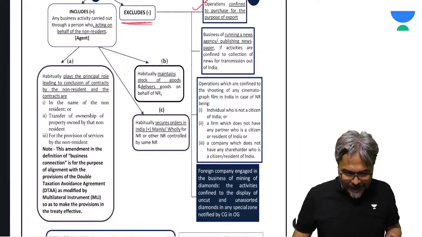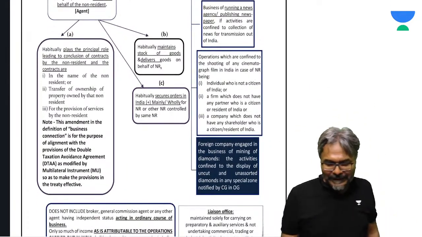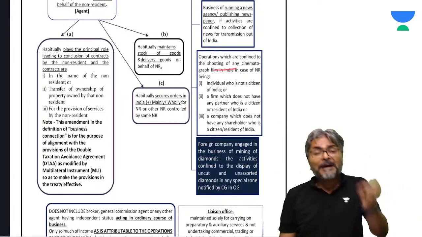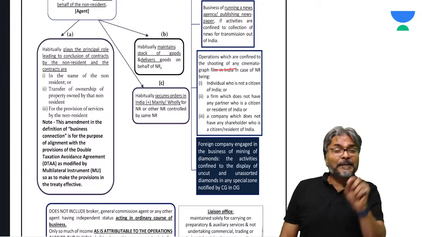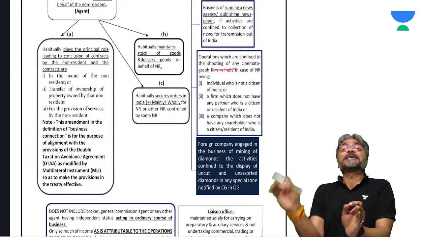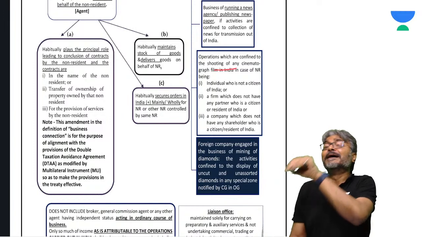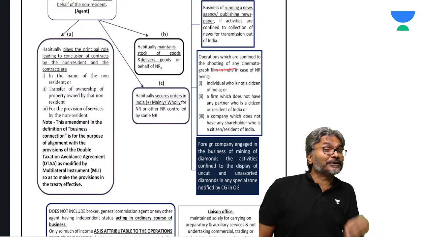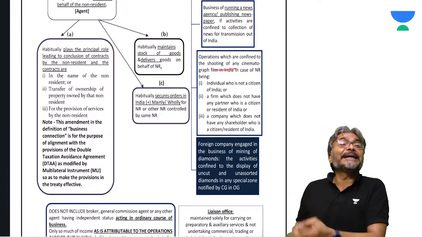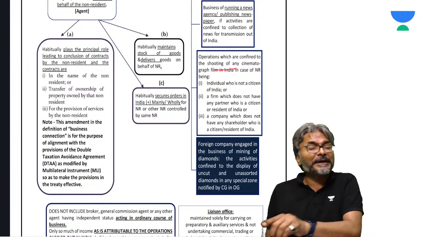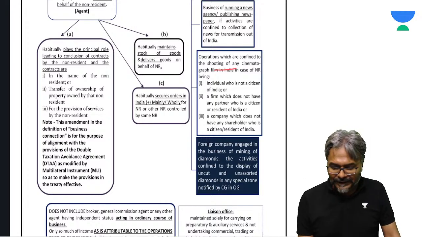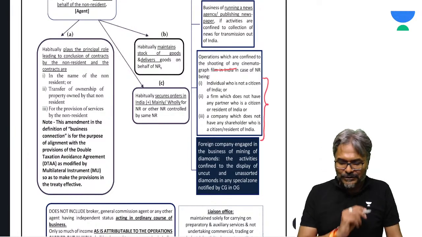BBC. The third one, students, is operation which is confined to shooting of cinema films in India. If only that activity is performed by the non-resident in India, then it will not give rise to a business connection to that non-resident in India. However, students, there are further conditions that have to be satisfied by the non-resident if they want to get the benefit of this exclusion.